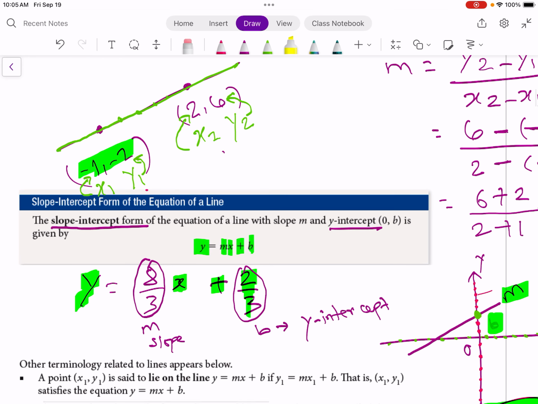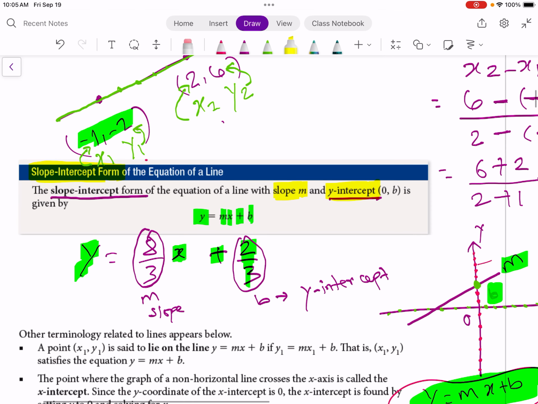Next we had the slope intercept form, and we use this form to find the equation of a line if we are given the slope of a line and a y-intercept. If we know at what point the line crosses the y-axis, which is the y-intercept, and the slope of that line, then we use slope intercept form to find the equation of the line. Our slope intercept form is y equals mx plus b.